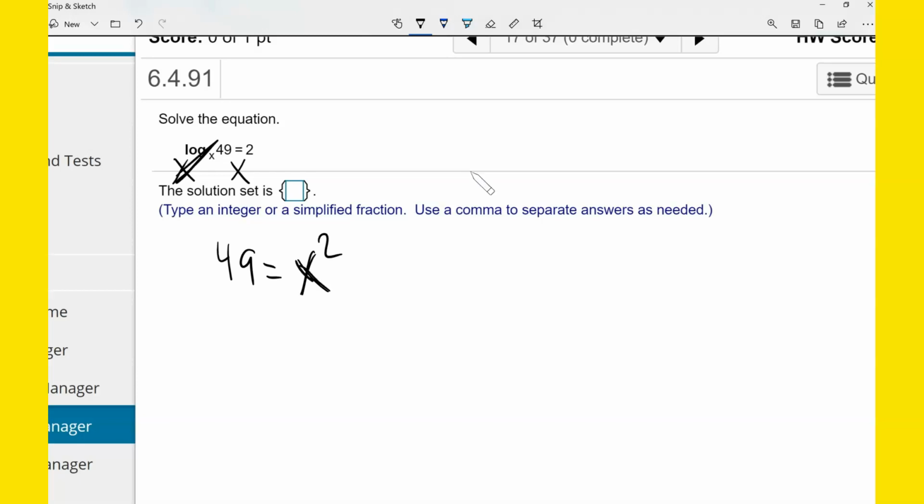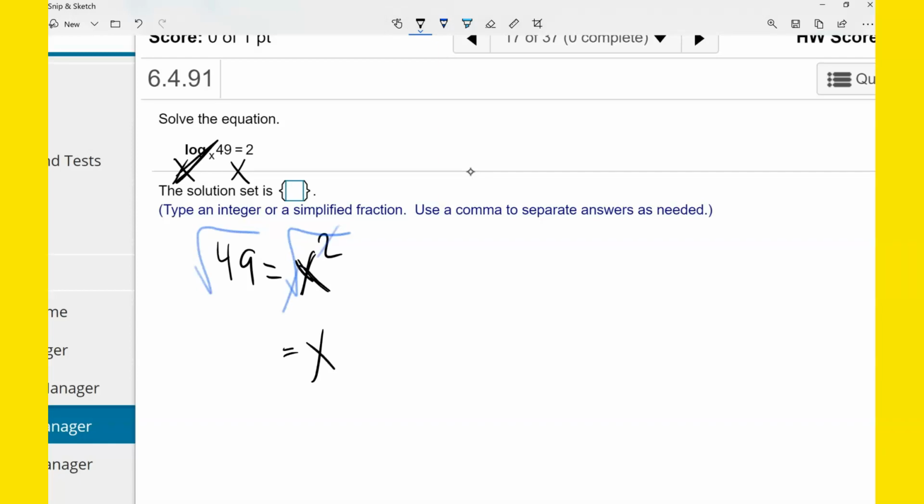And then to get x by itself here, I need to get rid of the squared exponent. How do you get rid of a squared exponent? Use a square root. And that cancels that out, so x equals, remember you've got to put plus or minus in front of that, so x equals plus or minus 7.